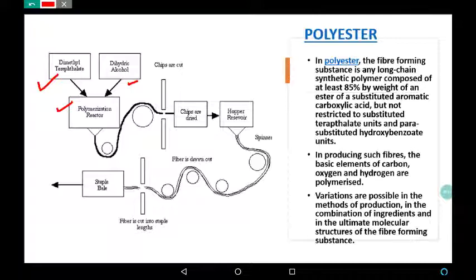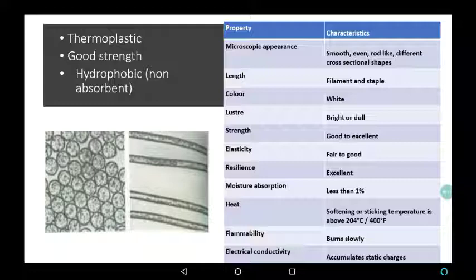After that, the chips are dried, then sent to the spinnerette. After that, spinning is done and fibers can be obtained. So this is the manufacturing process. Just take a look at its properties.